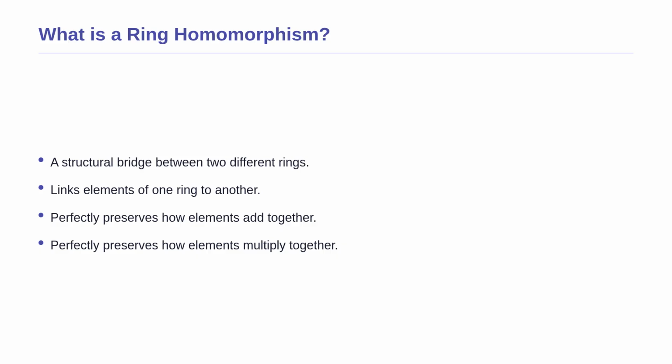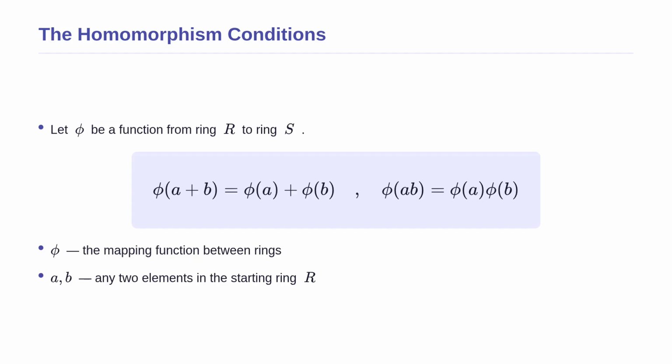A ring homomorphism is a special function that takes an input from ring R and assigns it to an output in ring S. But it is not just any function, it must respect the operations. If you add or multiply elements in the first ring and then map them, you must get the exact same result as mapping them first and then combining them in the second ring. This brings us to the formal mathematical definition.